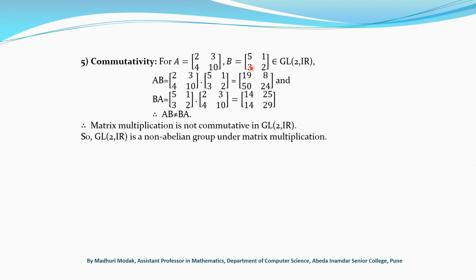Now both are members of GL2R because both are 2 by 2 matrices with real entries. Then here the determinant of A is 20 minus 12, that is 8, which is non-zero, and for B 10 minus 3, that is 7. So both are non-zero. Thus we have taken A and B as 2 by 2 real matrices with non-zero determinant. Now by doing matrix multiplication we get AB as this matrix and BA as this one. But by equality of matrices AB is not equal to BA. So matrix multiplication is not commutative in GL2R. So GL2R is a non-abelian group under matrix multiplication.